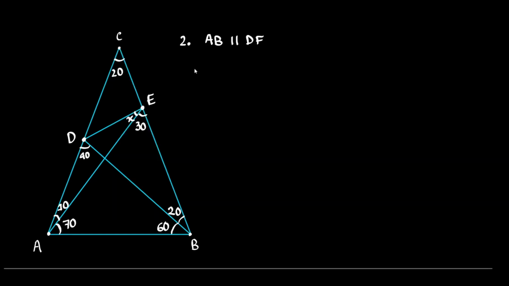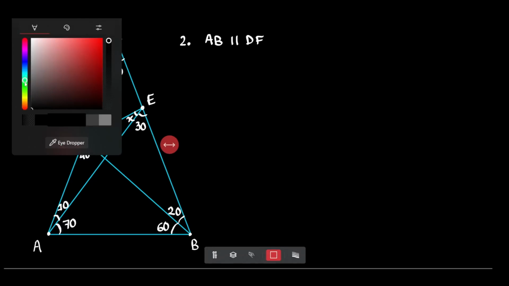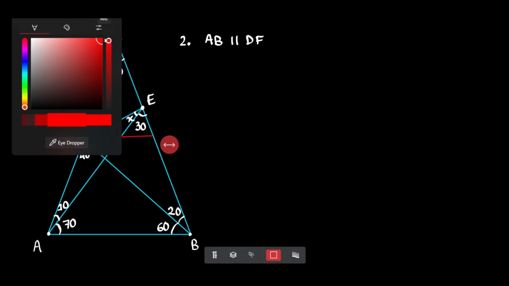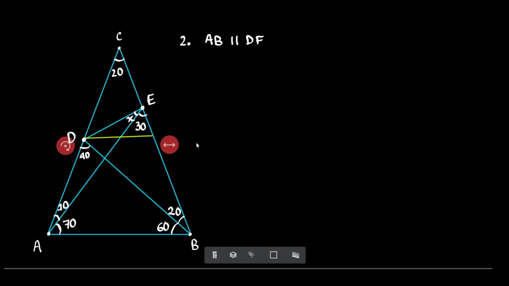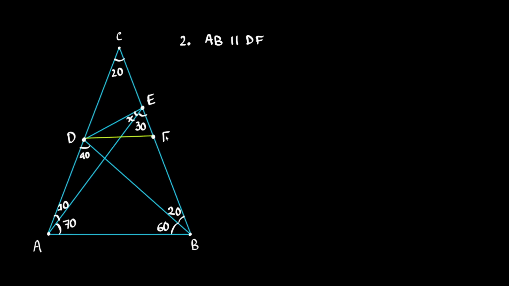Anyways, this is step 2. I am going to draw AB parallel to DF. I am drawing a parallel line to AB, calling it DF. This is going to be very, very fun. Let's keep it in a different color so that we realize it later.